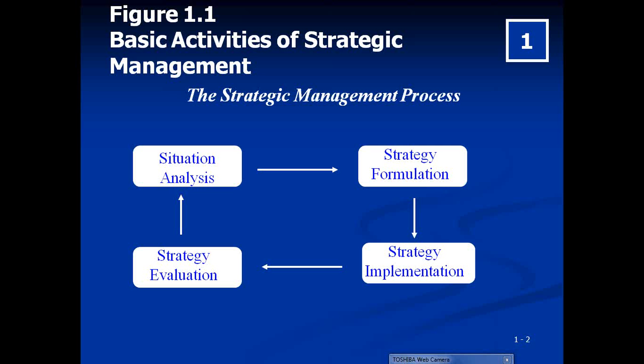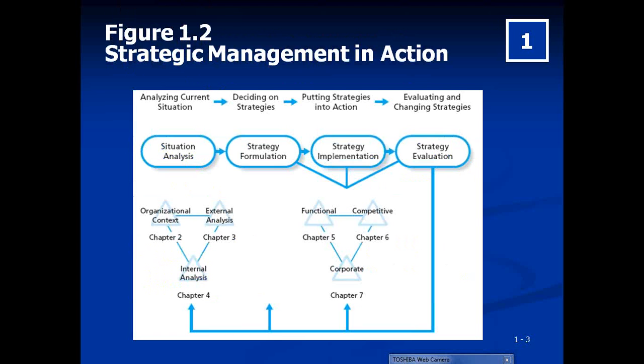In situation analysis, I figured out where I was. Strategy formulation, I figured out where I wanted to be and how I was going to get there. Strategy implementation, I actually had to walk the walk, but in the evaluation is when I realized that I couldn't walk the walk the way I wanted to. I have to come up with plan B, if you will. Okay? That's the process. Your text breaks it down into several different parts.